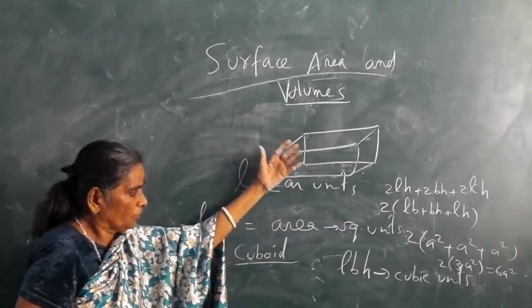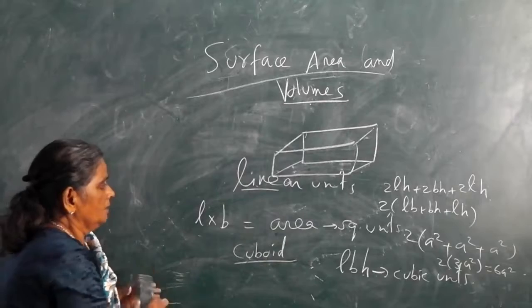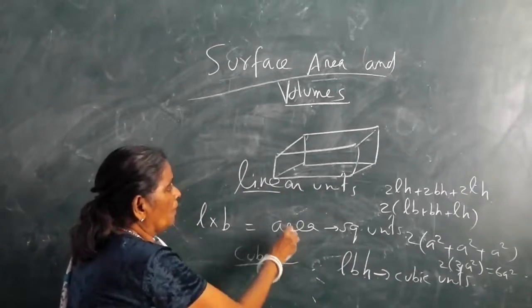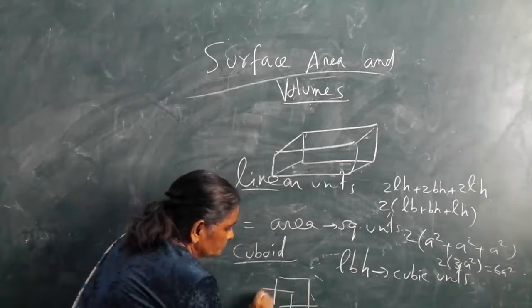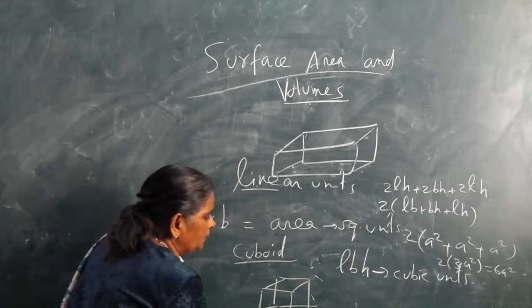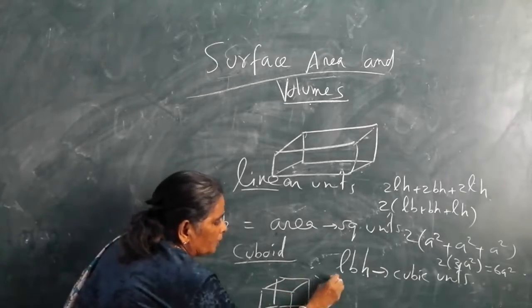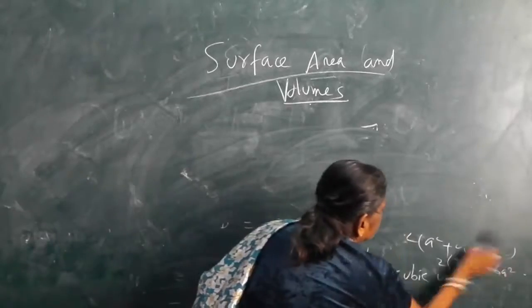Now, for cube and cuboid, surface area and volume we have done. Now, the same thing for volume: the base area for this cube will be A into A, to a height A. So A cube. Cubic units, that will give you volume.